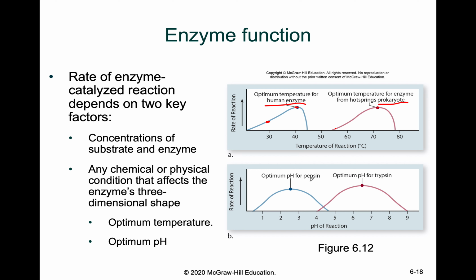Okay. Now, another factor is pH, right? In Gen Chem, we learned about pH and what that means for the concentration of hydronium ions. Well, it turns out that can have an effect on the enzyme function as well. If we look at pepsin, for example, pH of 2.5 is optimal for pepsin, but trypsin, which is another enzyme, has an optimal pH at around 6.5, right? So as we think about activity and function, we need to be cognizant of concentration as well as the other factors in the environment.